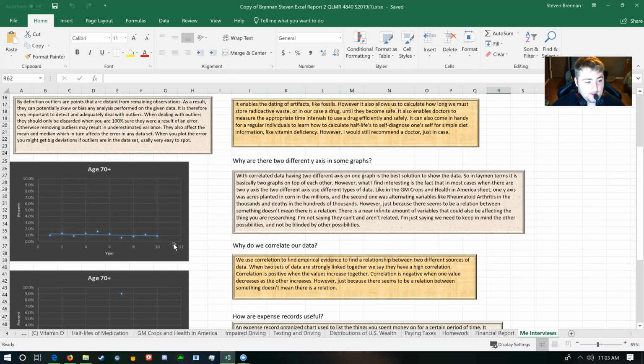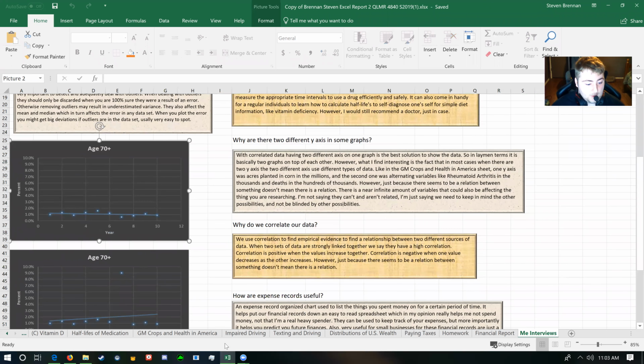As an example, I have these two picture graphs right here from our, I believe, impaired driving. This is just the percentage of 70-year-olds getting in car accidents, I believe, if I remember correctly. And as we can see, the trend line, the average, really, it's actually on a slight decline, but it's basically in between all these points.